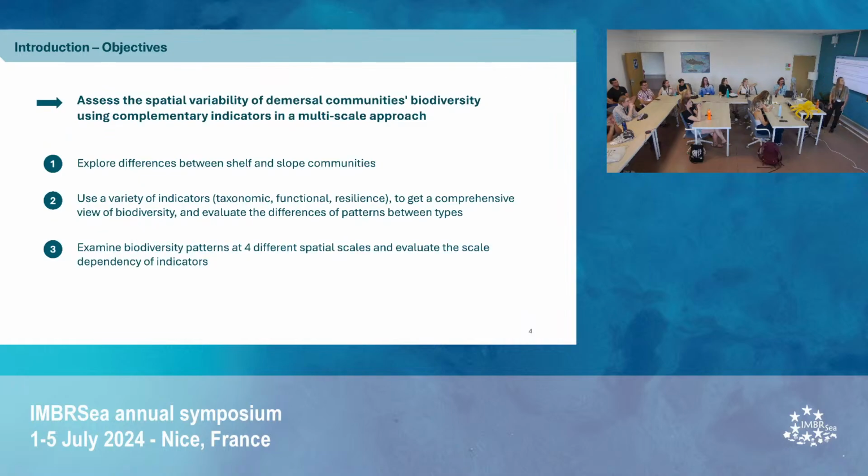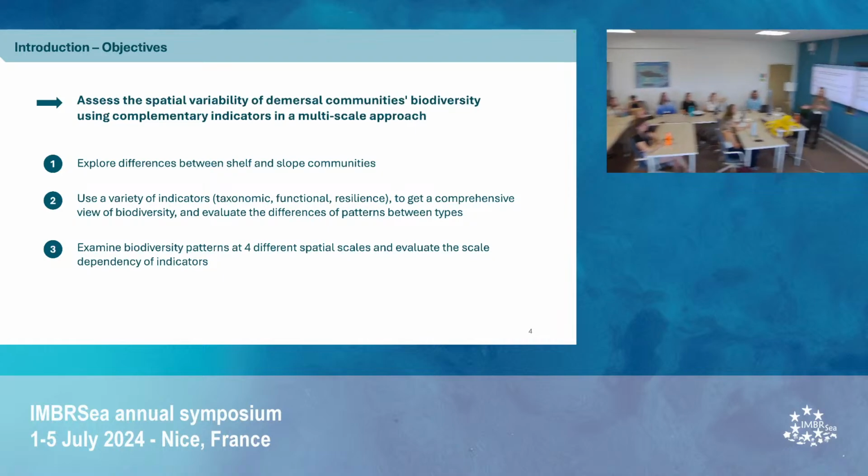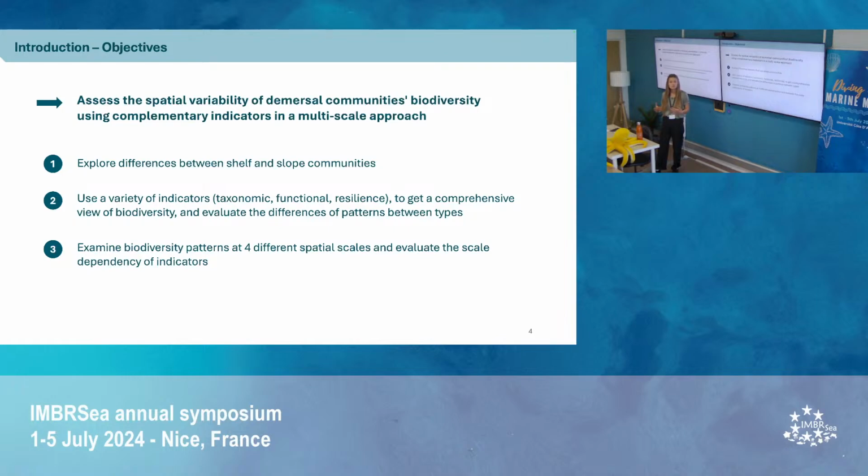In this context, I wanted to take part in filling this gap by assessing the spatial variability of demersal communities' biodiversity using complementary indicators in a multi-scale approach. So I'm going to break this down into three main objectives. First, to explore the differences between shelf and slope communities. Second, to use a variety of indicators, which are taxonomic, functional, and resilience, to capture different aspects of biodiversity and evaluate the differences we can have corresponding to different indicator types. And third, to examine biodiversity patterns at 4 different spatial scales, from fine to large, and evaluate the scale dependency of indicators, which means how sensitive they are depending on the scale.